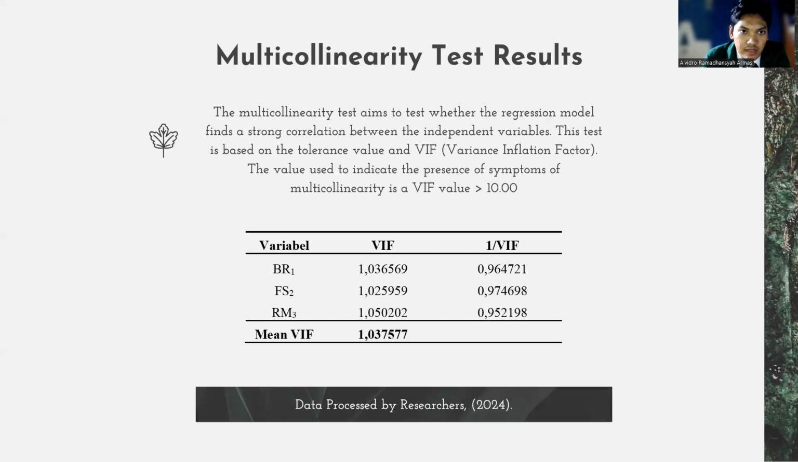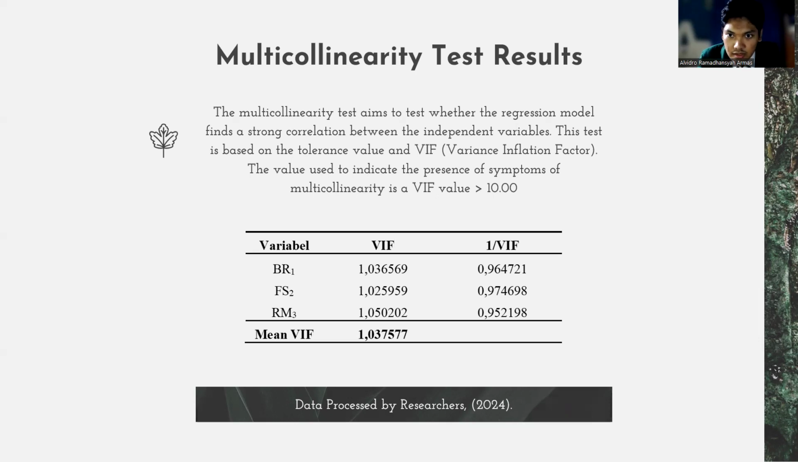So the next one is the multicollinearity test result, and the multicollinearity test aims to test whether the regression model finds a strong correlation between the independent variables. This test is based on the tolerance value and VIF, variance inflation factors, the value used to indicate the presence of symptoms of multicollinearity, which is a VIF value that has to be bigger than 10.